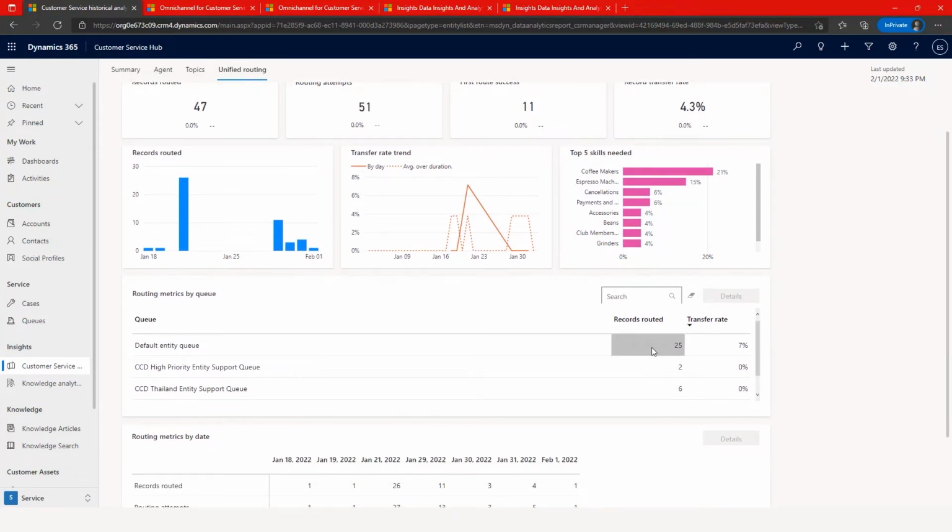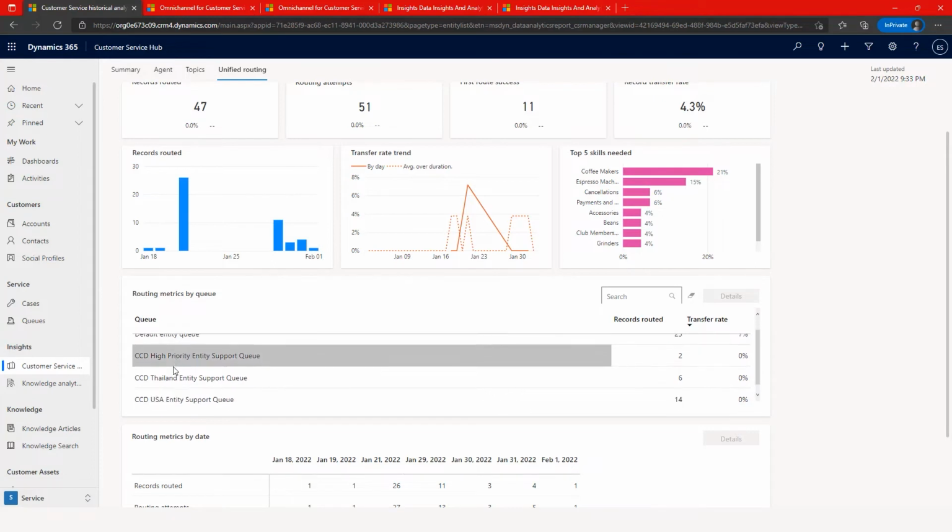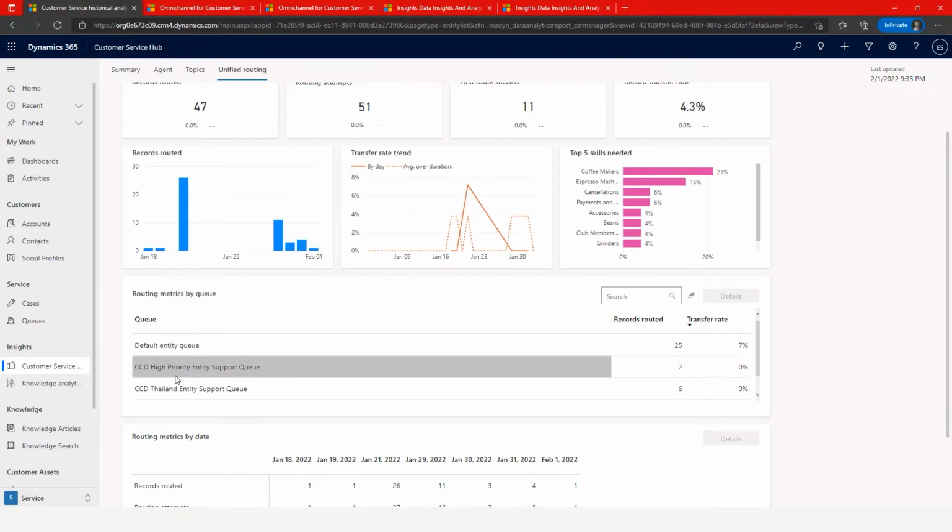First of all, she sees that the maximum transfer rate is all from the default entity queue, because work is being sent to the default queue since there are no routing rules to catch this work. So she can directly go to the system customizer and ask them to write rules so that work items are properly routed to all these queues, and make use of this data to enhance the routing model.